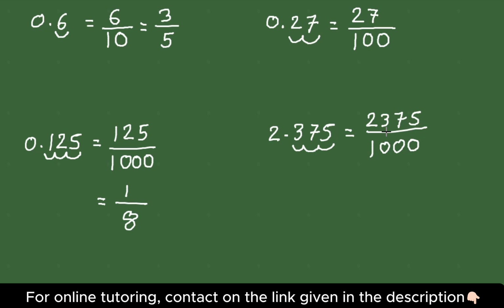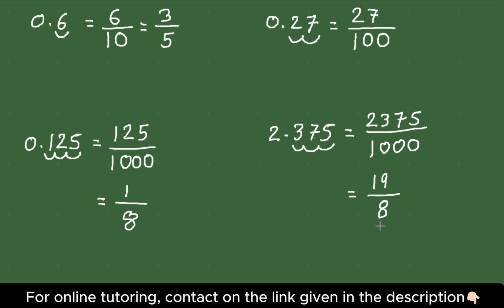So we have 2375 divided by 1000. Now both numbers are divisible by 125. So 2375 divided by 125 will be 19 and 1000 divided by 125 will be just 8. Now here the denominator is smaller than the numerator. So this is an improper fraction.